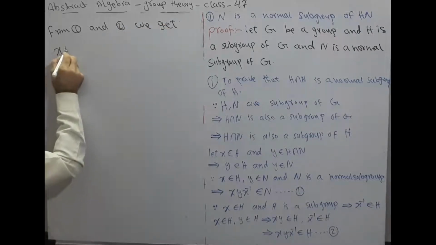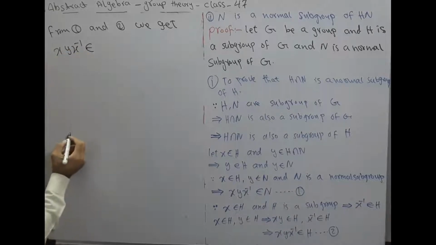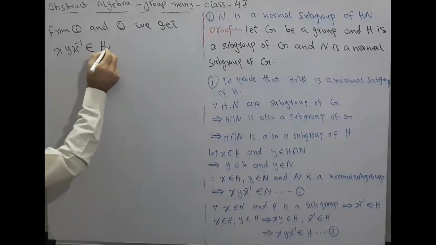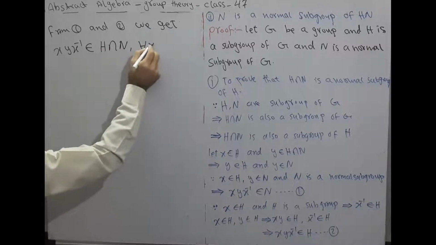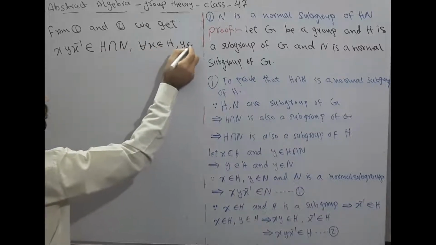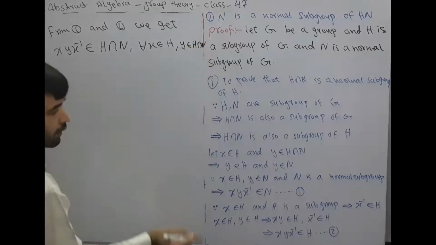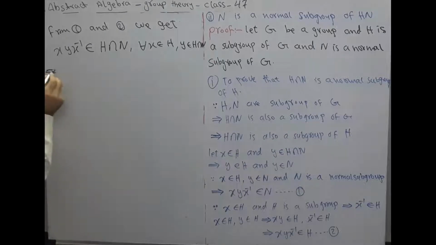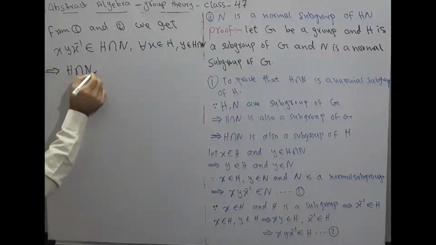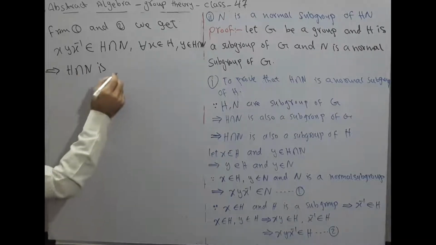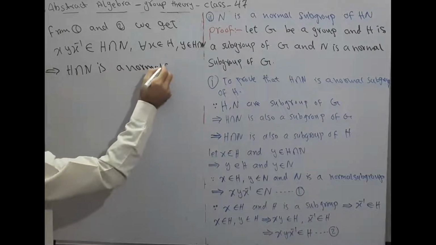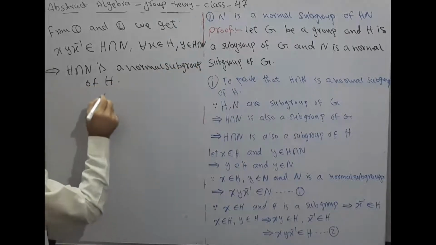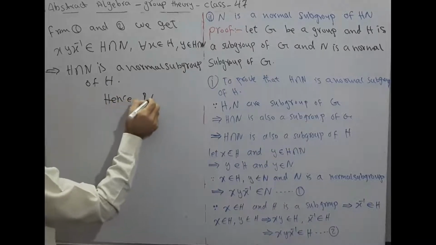x y x inverse belongs to the intersection of H and N, for all x belongs to H and y belongs to H intersection N. This implies H intersection N is a normal subgroup of H. Hence, proof.